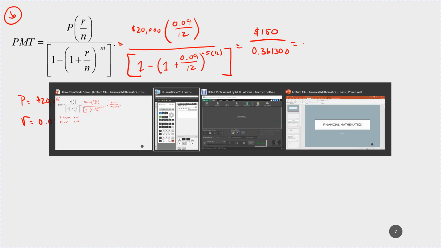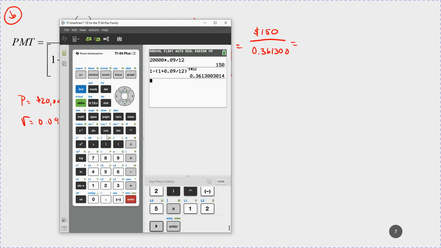So when I go to do this now in my calculator, I'm going to go 150 divided by 0.3613. You don't even need the 00, but I'm going to put it in there. And look, your monthly payment's a lot cheaper, okay? It's like over $200 cheaper. So this is $415.17.